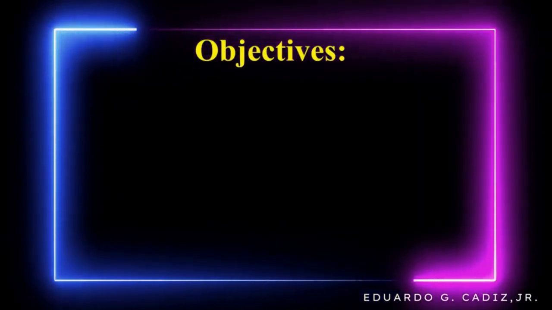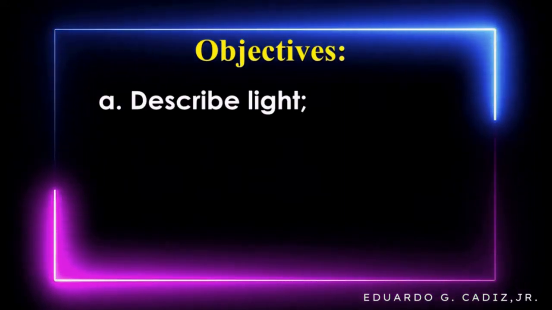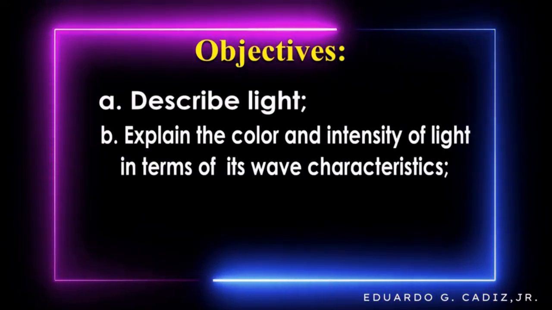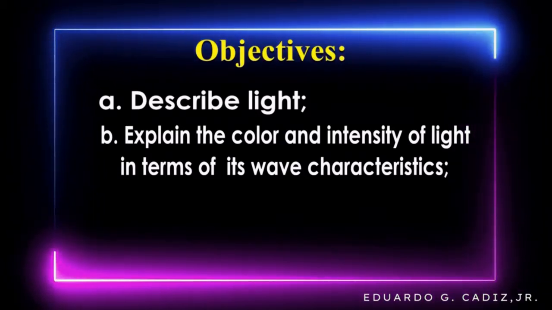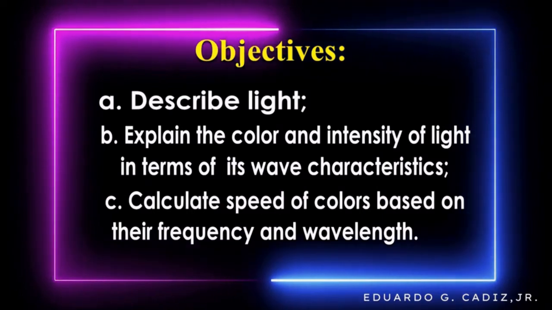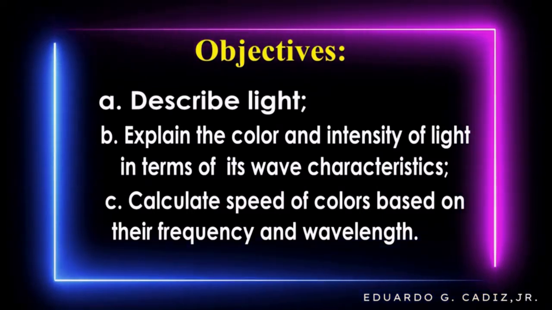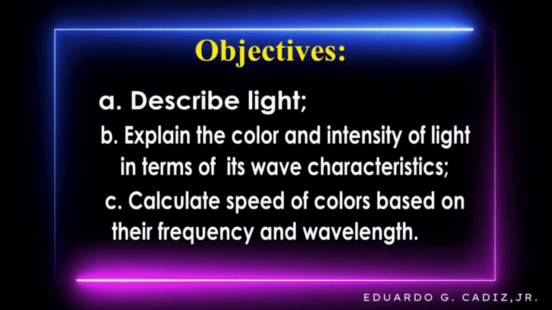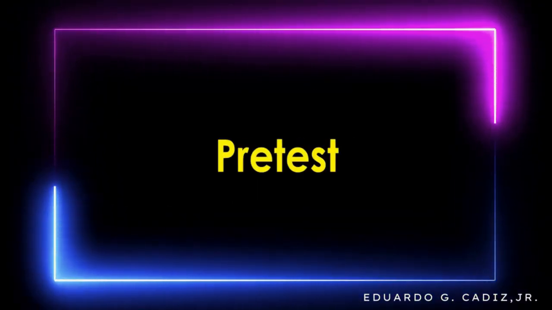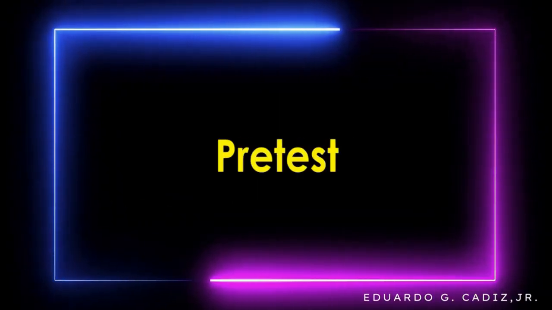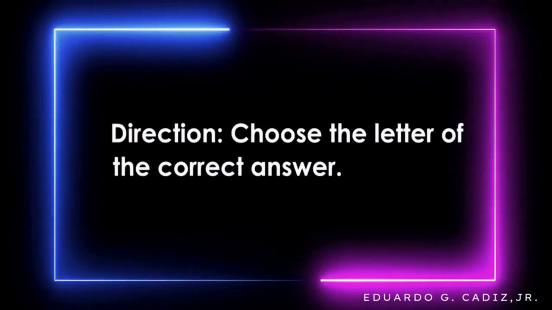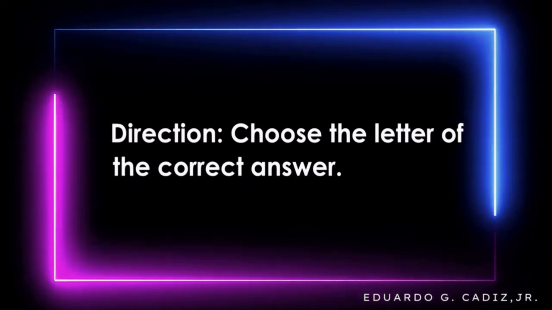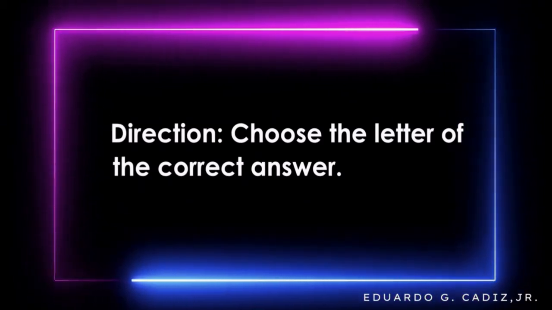At the end of the lesson, you are expected to describe light, explain the color and intensity of light in terms of its wave characteristics, and calculate speed of colors based on their frequency and wavelength. But before that, let us try to answer the following questions. Choose the letter of the correct answer. You are given 5 seconds to answer each question, and you can type your answer in the comment section.